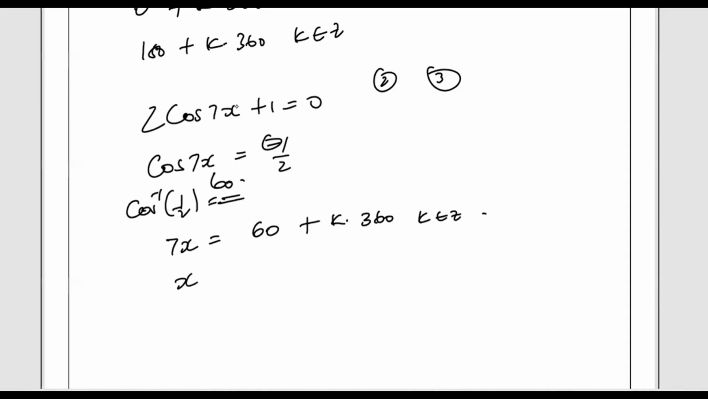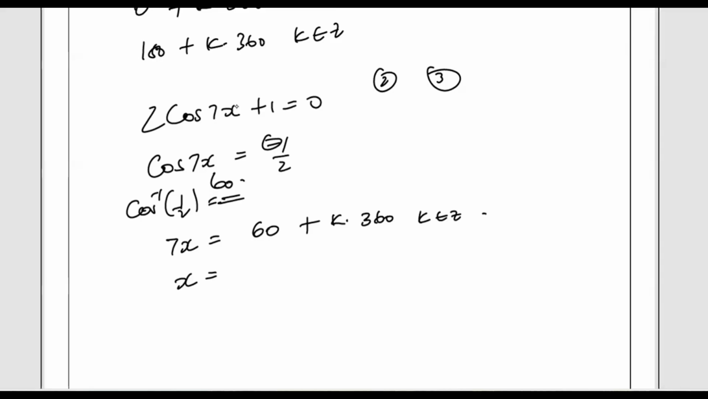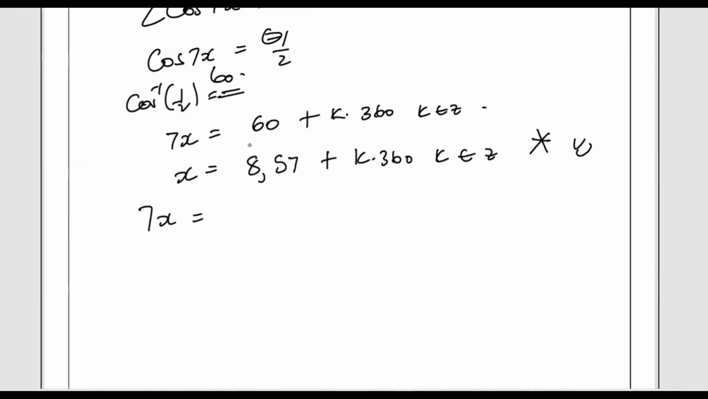Divide through by 7. What is 60 divided by 7? That gives me 8.57 plus k times 360, k an element of integers. This is not going to help us because this is a quadrant 1 angle. We're focusing on quadrant 2, which is the 120. So 7x is going to be 120 plus k times 360. Divide through by 7.